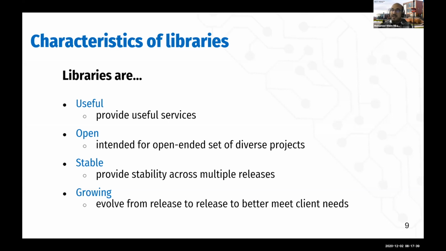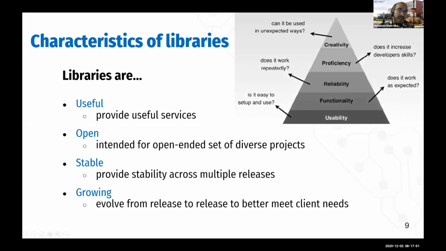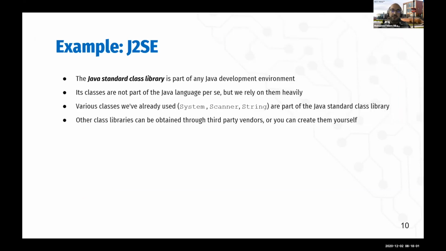So for example, the Java Lambda now, right? I would expect my API to be compatible with Lambda expressions. This is just an example. So we want them to have these characteristics. That's what API maintainers, who are, for instance, developers like us, promise. They say, yes, we will make sure that our libraries are useful, open, stable, and growing.